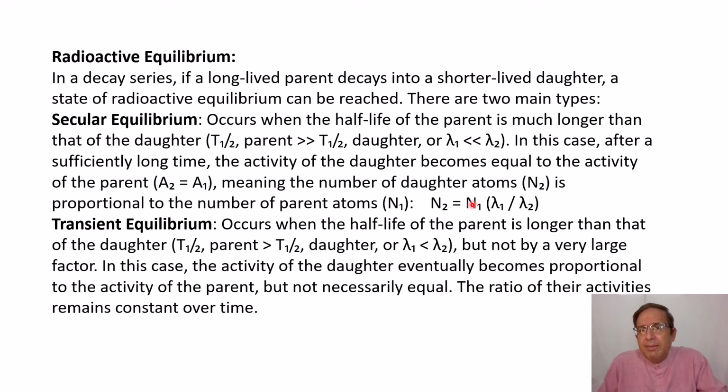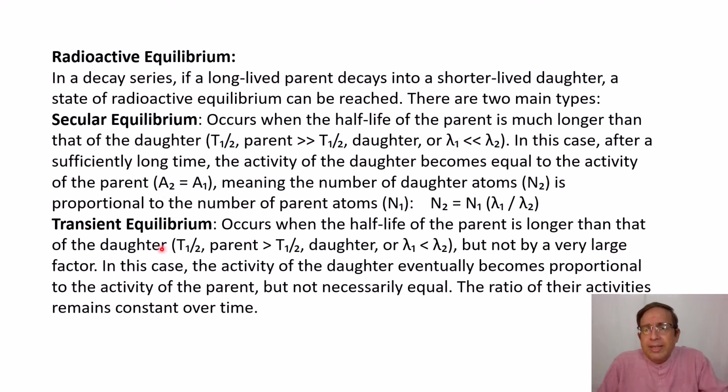This is what the basic equation conveys: N2 λ2 is equal to N1 λ1, and this is nothing but a restatement of the fact that A2 is equal to A1, because N2 λ2 is equal to A2 and N1 λ1 is equal to A1. So when the secular equilibrium is established, the activity of the parent as well as the daughter becomes almost equal, but it happens after a sufficiently long time.